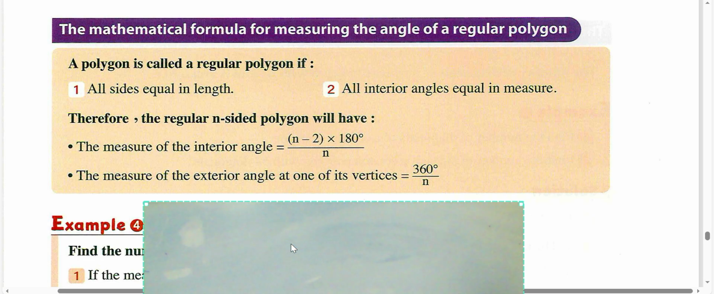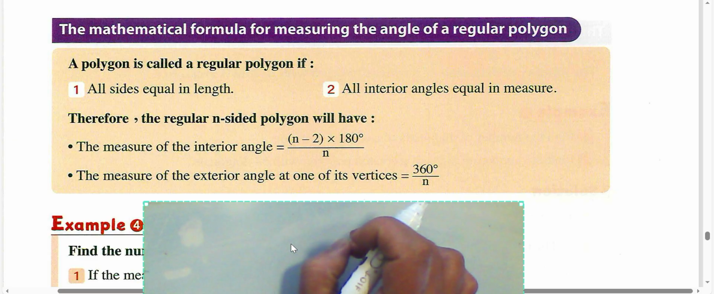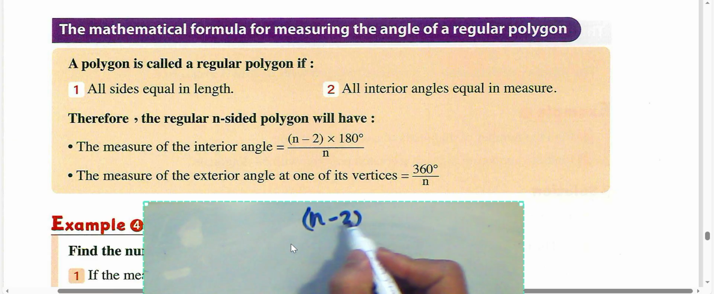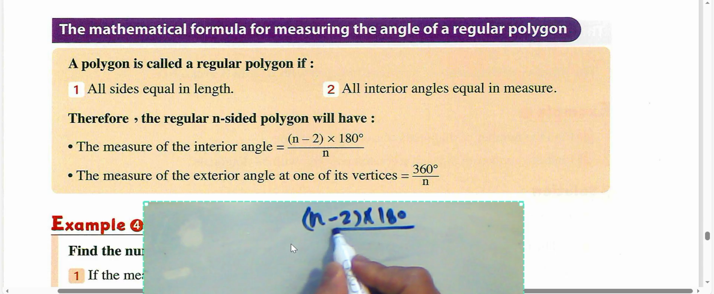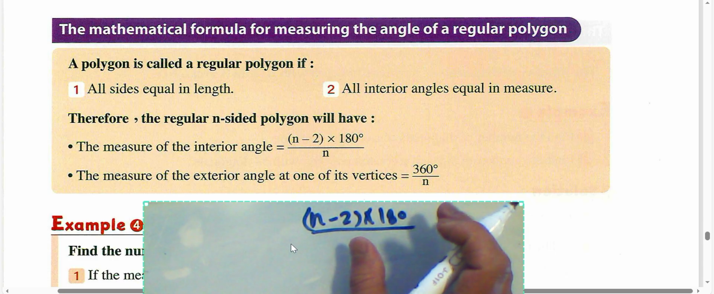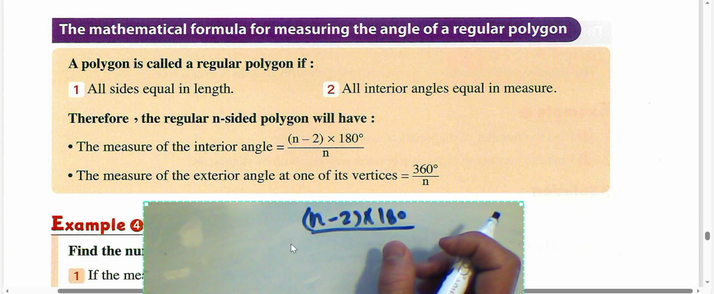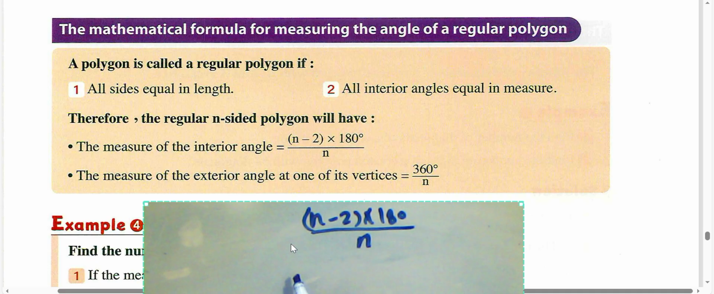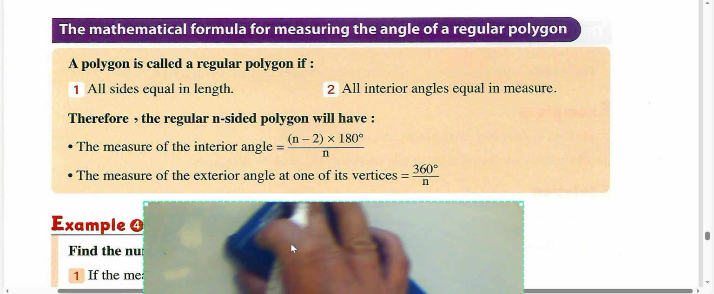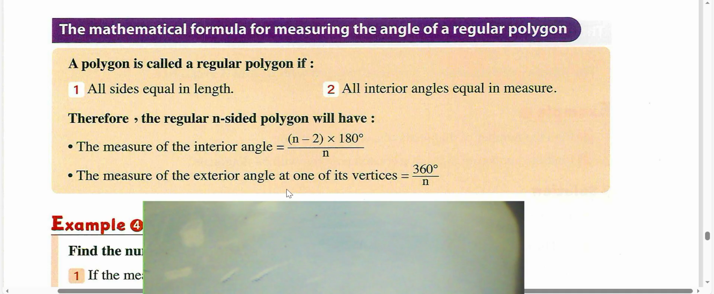Then we have a rule to find the measure of an angle inside it: n minus 2 times 180, the sum of all angles inside the polygon, and then divided by the number of sides. And if you want to find the exterior angle at a vertex, divide 360 by the number of sides. It's an easy question about this.